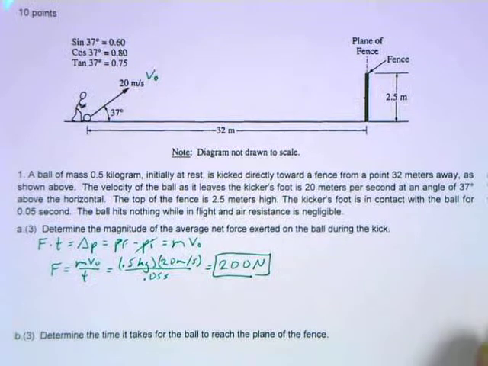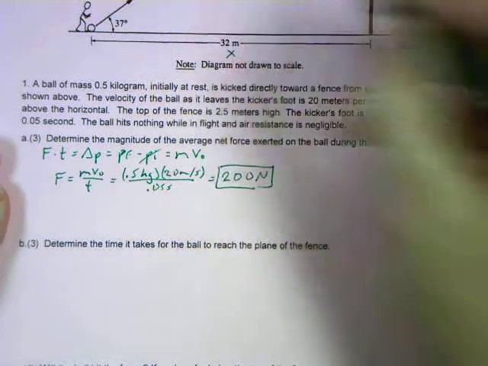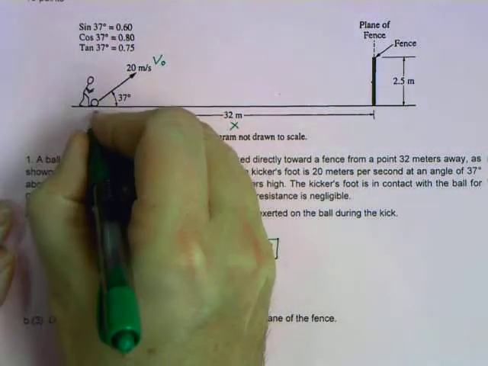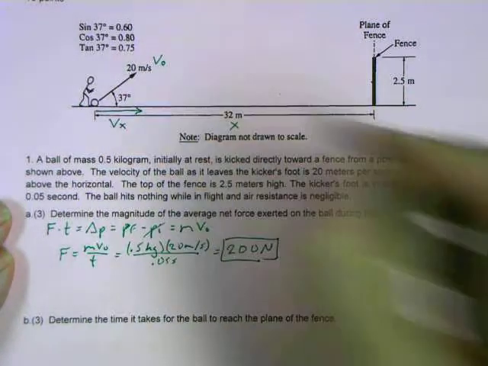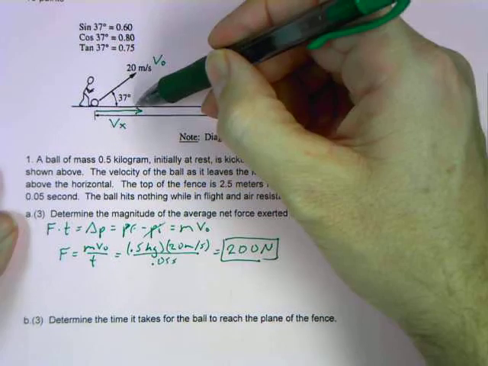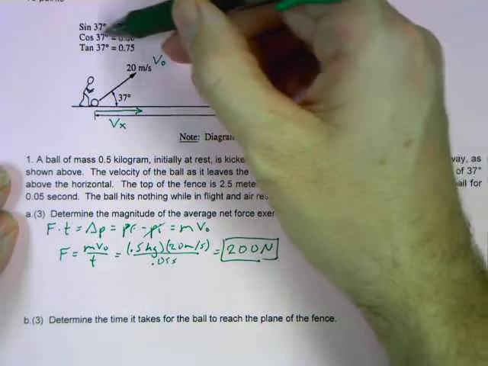Next part of the problem, we want to determine the time it takes for the ball to reach the plane of the fence. For this, we only want the x component of the velocity. If we call the 32 meters x, and of course we have the x component of the velocity, which never changes, so I'm just going to call that v sub x. And v sub x is, of course, the adjacent side of the triangle. So cosine has adjacent involved in it.